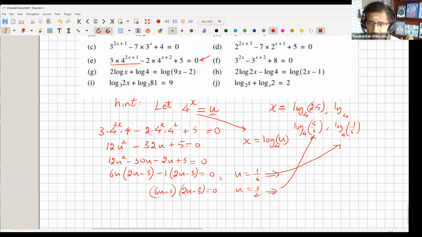Yeah, well done. Okay, can we all do problem J? And then we'll switch gears to the next topic. Log x to the base 2, that one, plus log 2 to the base x.